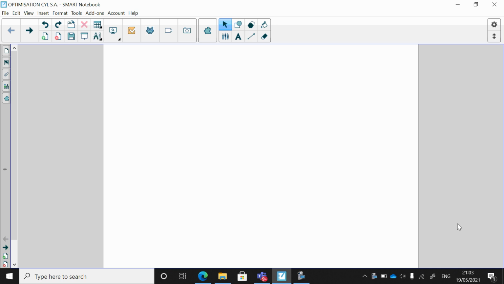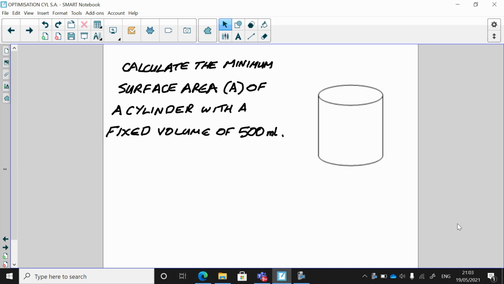Hi folks, welcome back. So we're just going to go for some optimization problems here. We've got a cylinder with a fixed volume of 500 milliliters and we are looking to calculate the minimum surface area. Whenever we've got these optimization problems, we speak about maximums and minimums, and that means differentiation.